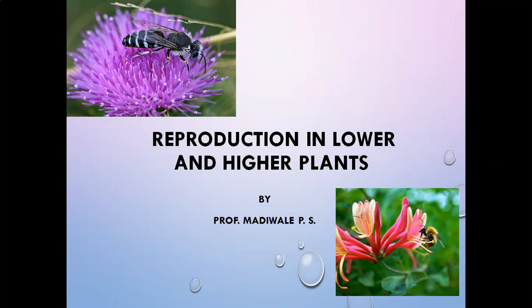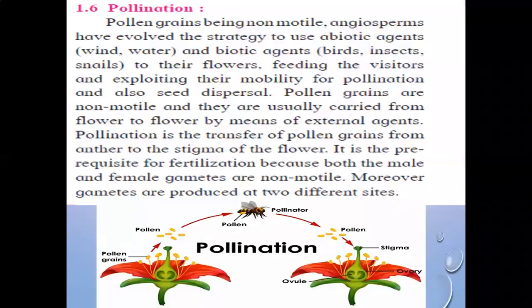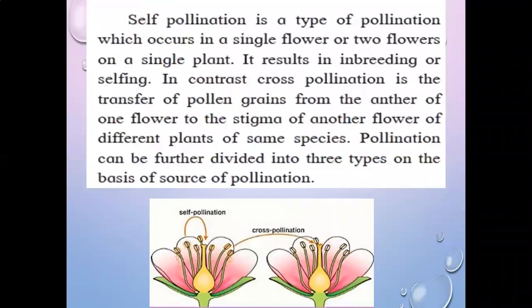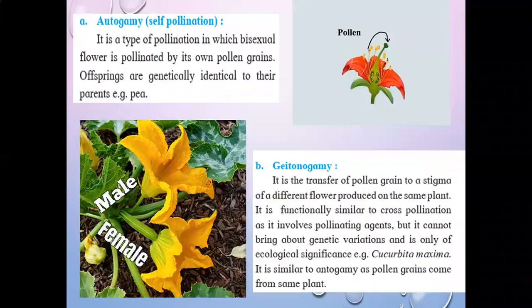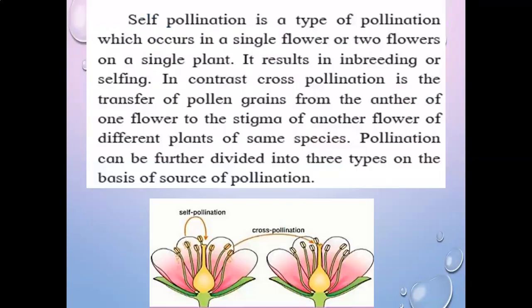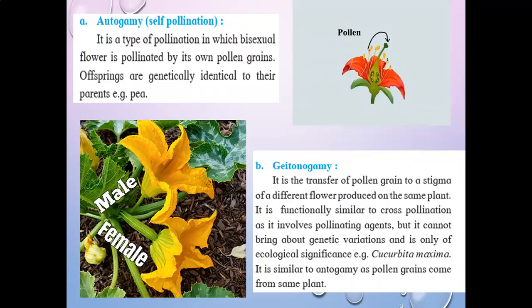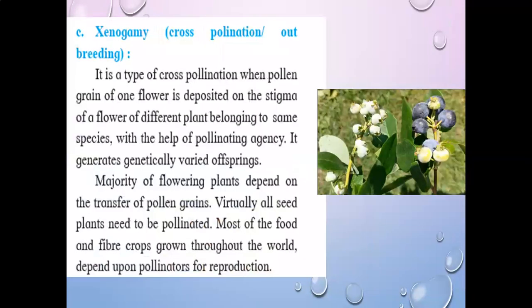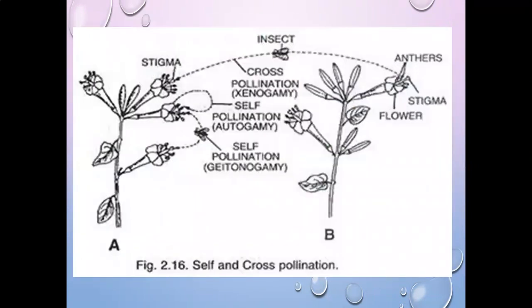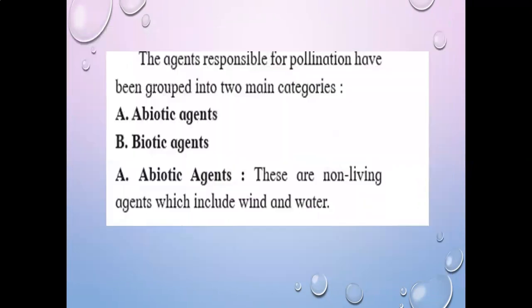In this lecture, we have discussed pollination, self-pollination, and cross-pollination. There are three types of pollination: autogamy, geitonogamy, and xenogamy. We already discussed all these things in detail. After that, in this diagram, I showed you the difference between self-pollination and cross-pollination.